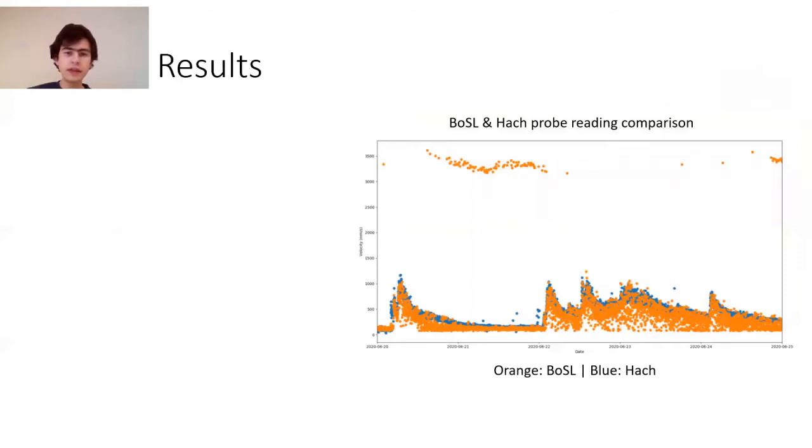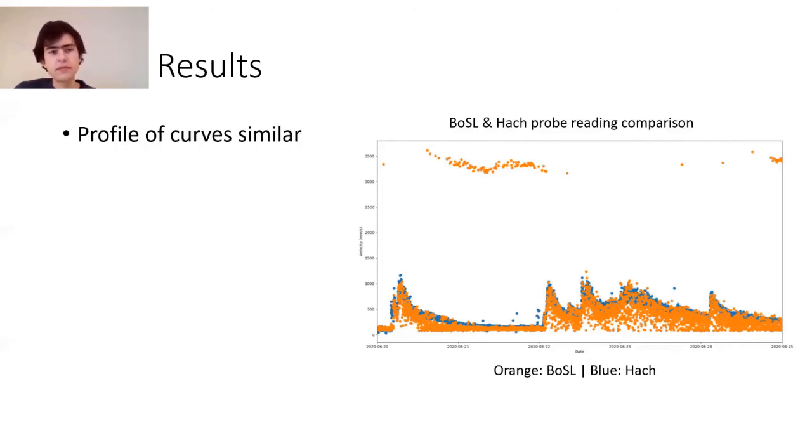We plot the measurements that we received from the 20th of the 6th to the 25th of the 6th. Our BoSL measurements are in orange and the HAC data is in blue. On the y-axis, we have velocity measured in millimeters per second. We can see that the profiles of the curves are similar.